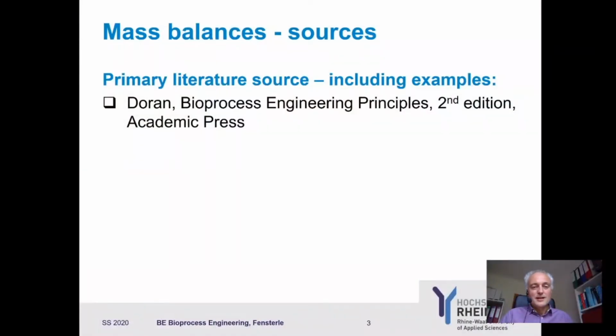Now, the basis of this chapter, as already recommended at the very beginning, is Bioprocess Engineering Principles, second edition, by Pauline Doran, published by Academic Press. I warmly recommend you also have a look at this book. The examples are taken from this book, and the good thing is that the solution paths of these examples are also in the book, so if you do it at home, it's a wise idea to check it.